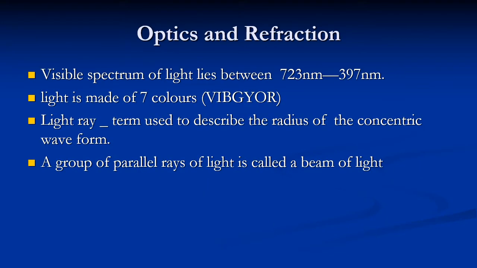A visible spectrum of light lies between 723 nanometers and 397 nanometers. You know that light is made up of 7 colors, which is called VIBGYOR. Light ray is the term used to describe the radius of the concentric waveform. A group of parallel rays of light is called a beam of light.